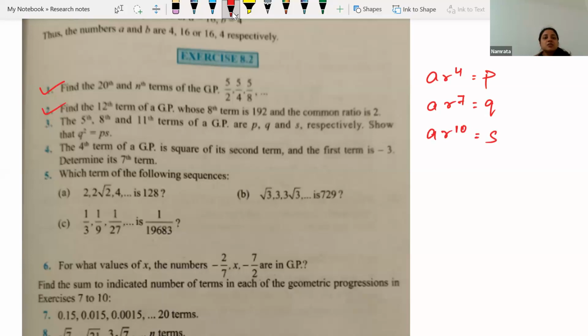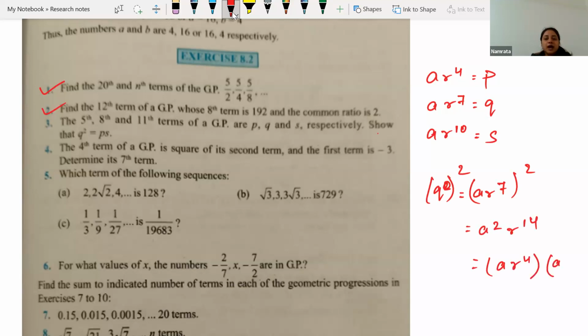Yes, ma'am. Now we just have to find the relation so that Q square is equal to PS. So Q square means what? Q is AR to the power 7. If you do the square over here, what will you get? You will get A square R to the power 14. You can break this as AR to the power 4 into AR to the power 10. Yes or no? Yes, ma'am. And then you can say Q square is equal to what we wanted to prove, PS. Yes, we are getting PS. Can you see?